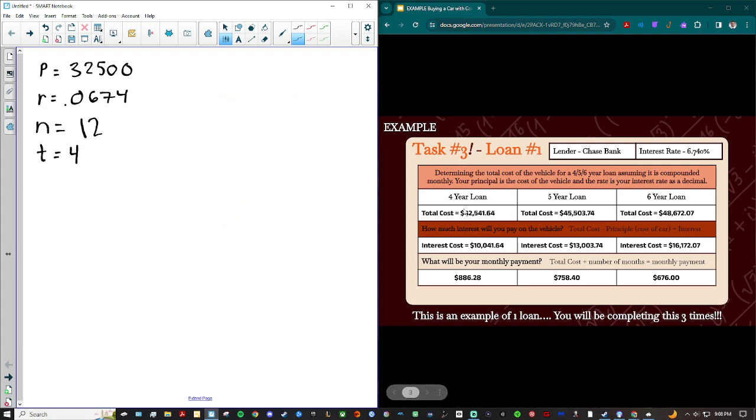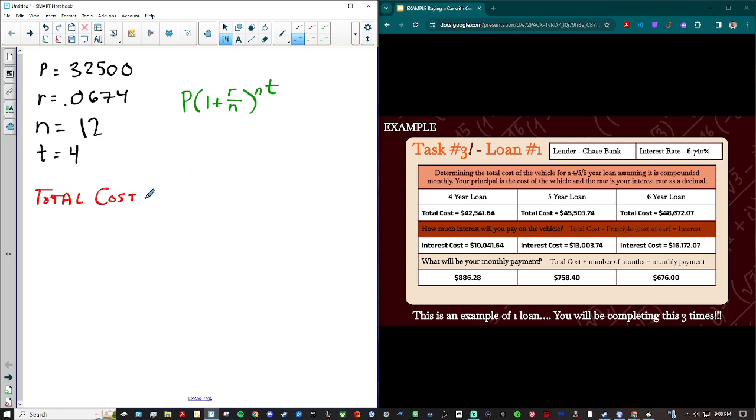So let's first find our total cost. Our total cost, we're going to use our compound interest formula. That's P times (1 plus R over N) to the power of N times T. So what we're going to do is we're going to plug in our P, R, N, and T.